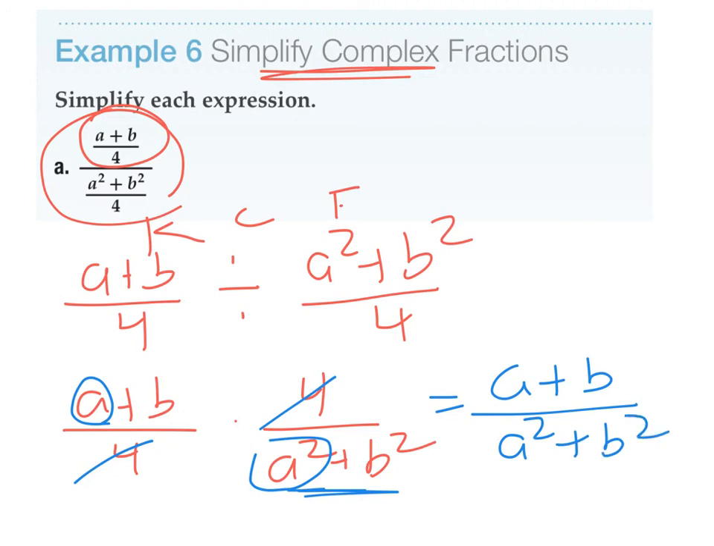Keep in mind, the only thing that will ever be canceled is if it's in parentheses and it's identical. A plus b and a squared plus b squared are not the same, and they're not factors. So this ends up being our answer.